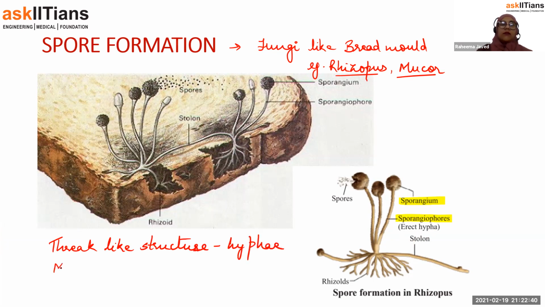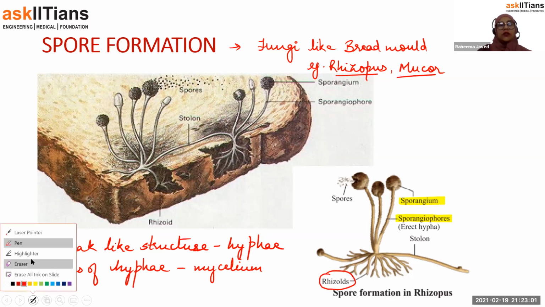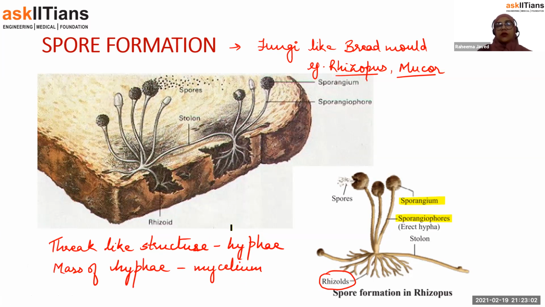Okay, and a mass of hyphae is known as mycelium. So this is a mass of hyphae and this is just one hypha. Rhizoids are the root-like structures which actually absorb the nutrients from below, which you can see in this picture also. In this picture it is very visible.